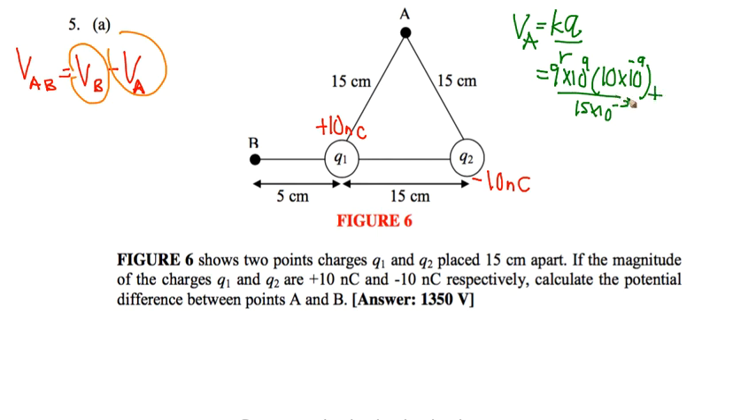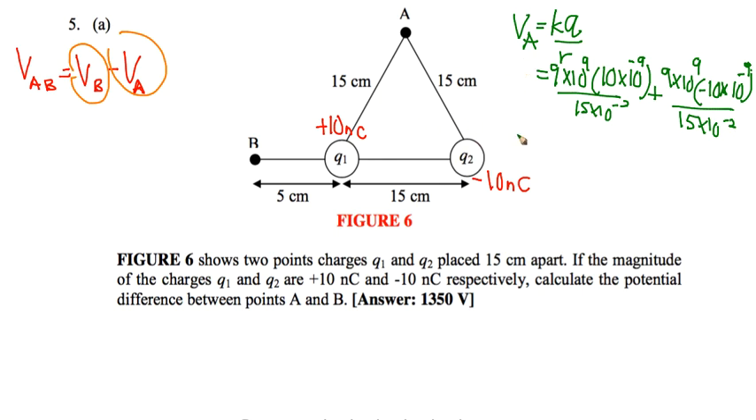Plus the electric potential from Q2 at point A. This is 9 times 10 to the power of 9, and the charge here is negative, so the negative must be included in the equation, and nano is times 10 to the power of minus 9, divided by the distance, which is 15 cm, times 10 to the power of minus 2. So you have VA.